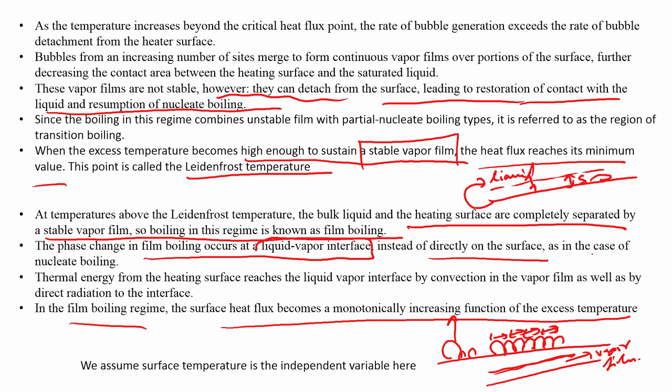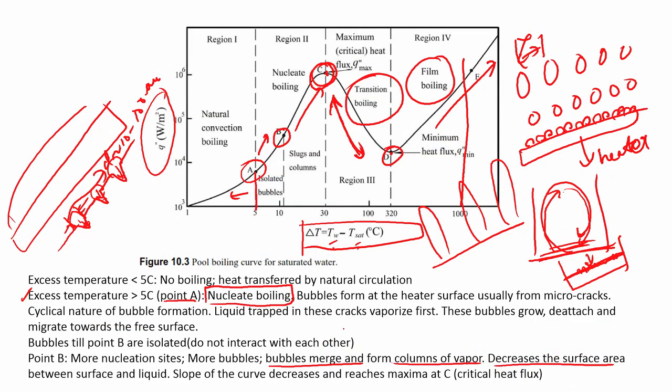Here of course, we assume that the surface temperature is the independent variable and heat flux is the dependent variable. In most of the cases it is the other way around. You control the heat flux and the surface temperature adjusts accordingly. So, these are the 4 regimes. Let us just revisit once.